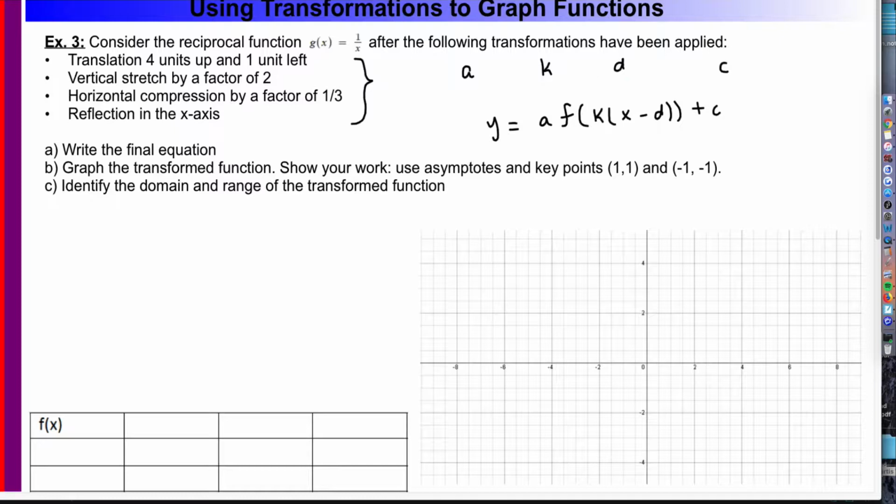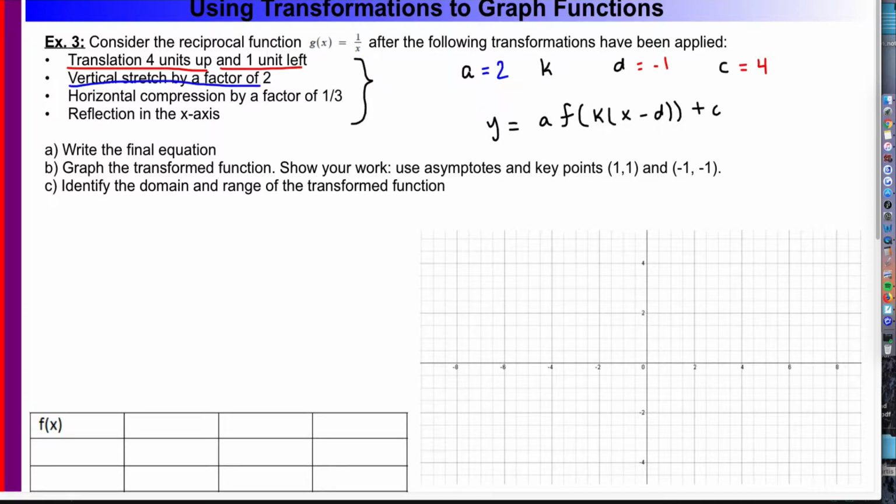In terms of what we see here, the translation 4 units up, that's the C value. The 1 unit left is the D value. Now remember that X minus D is in the equation. 1 unit left means -1, so D is -1. When we look at it in the equation, that would look like X plus 1, of course, when the two negatives are there together. Then we've got the vertical stretch by a factor of 2. So A is equal to 2.